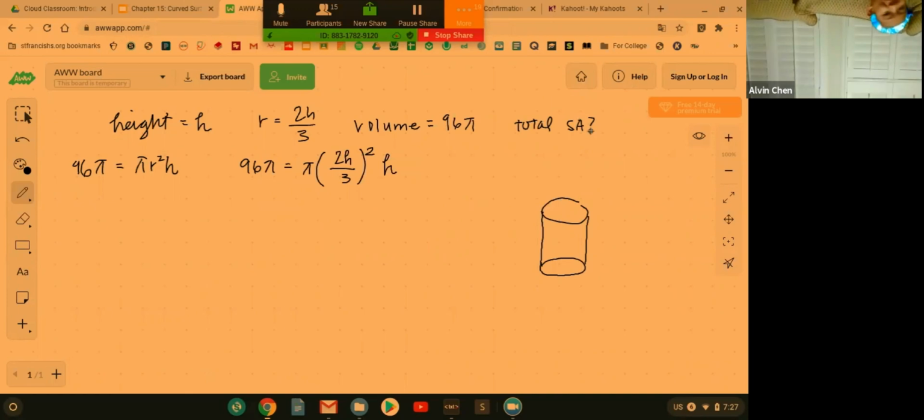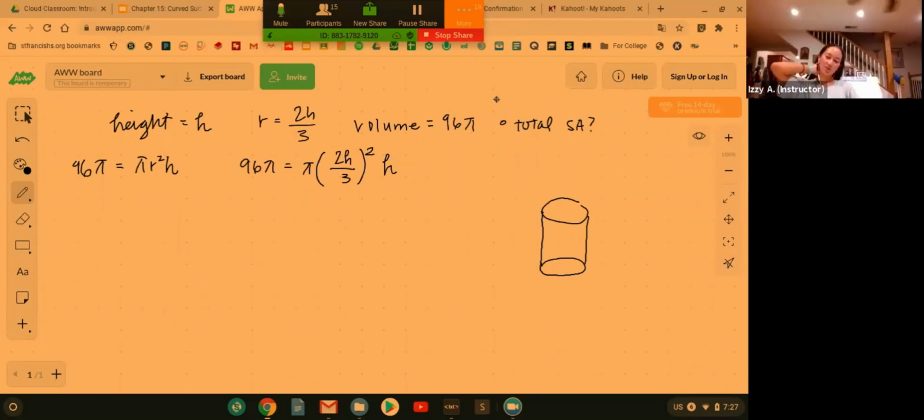Couch. Okay. So here, I just made a side note that we're finding the total surface area.